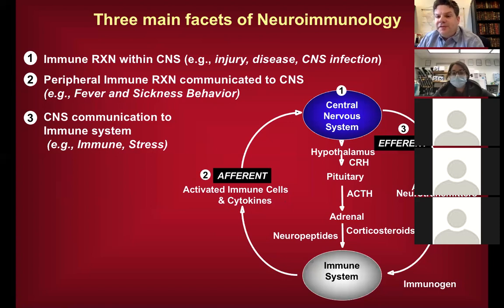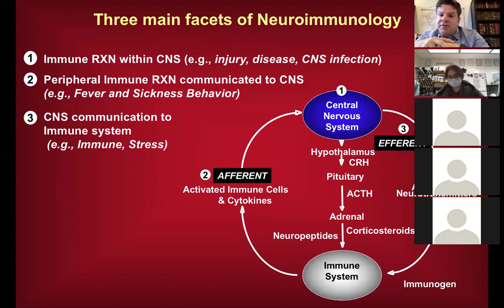So the third facet of neuroimmunology is something that starts within the brain and the signals get pushed out to the immune system. A good example of this would be psychological stress, where you have fear and threat responses that start within your brain, and it uses what's called efferent signaling to call out to the immune system. Now, we'll also see this CNS communication to the immune system in the context of resolving inflammation too.